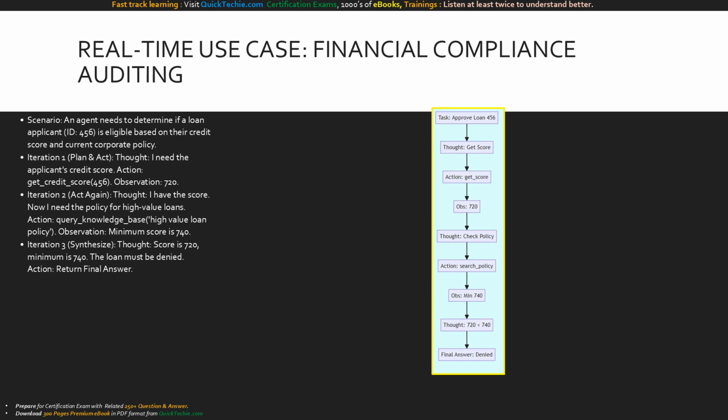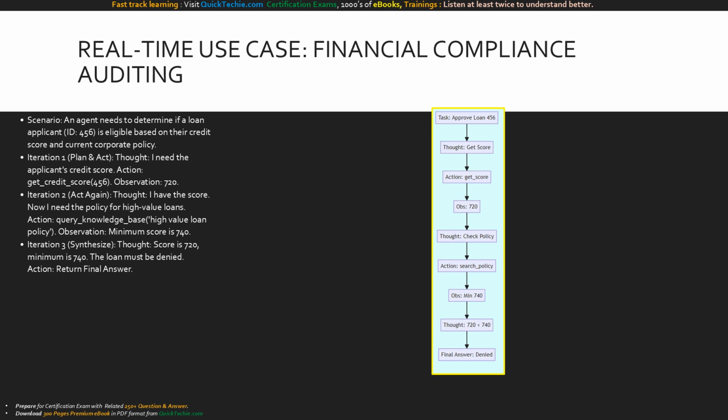Imagine an agent tasked with approving a high-value loan. In iteration 1, the agent's thought is, I need to check the applicant's credit score. It executes the Get Credit Score tool and observes the result is 720. Crucially, the agent doesn't guess the approval criteria. In iteration 2, its thought is, I need to know the current corporate policy for high-value loans. It triggers a RAG retrieval tool, observing that the policy mandates a minimum score of 740.